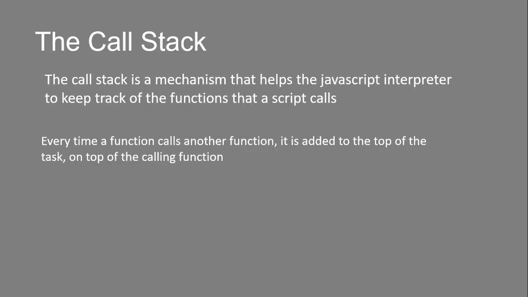So in order to understand asynchronous programming, there is something very important we need to understand first, and that's the call stack. The call stack is a mechanism that helps the JavaScript interpreter to keep track of the functions that the script calls. Each time a function is called, the call stack takes note of it. And every time a function calls another function, it is added to the top of the calling function in the call stack. To explain this further, we're going to take a look at an example.